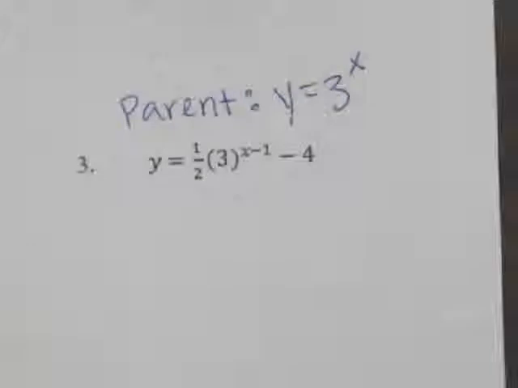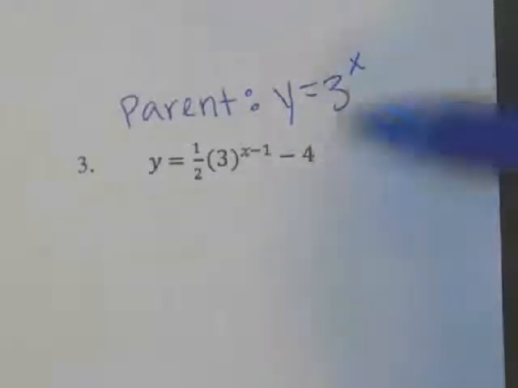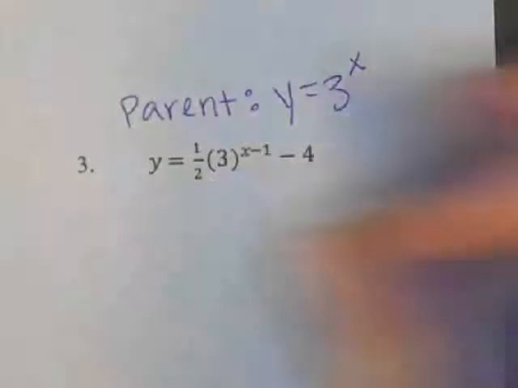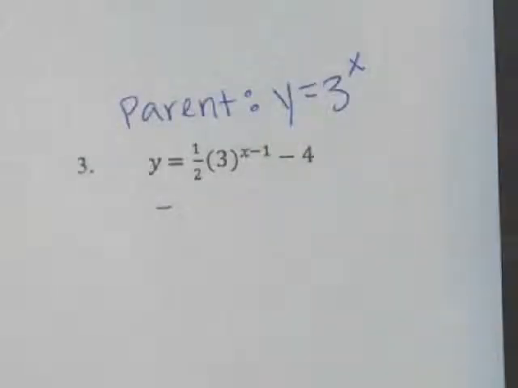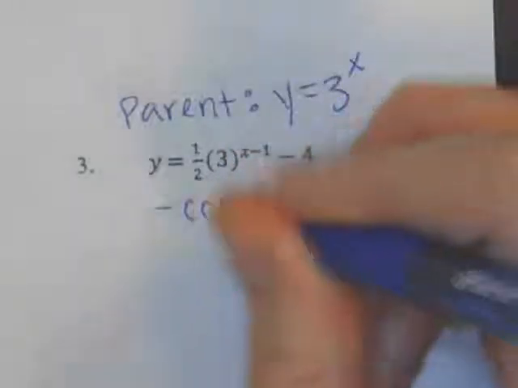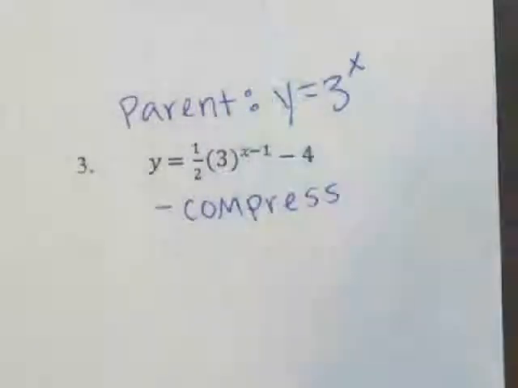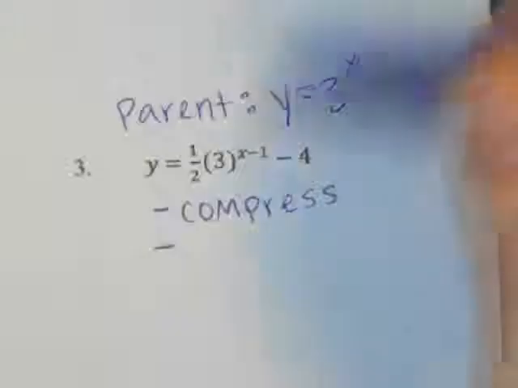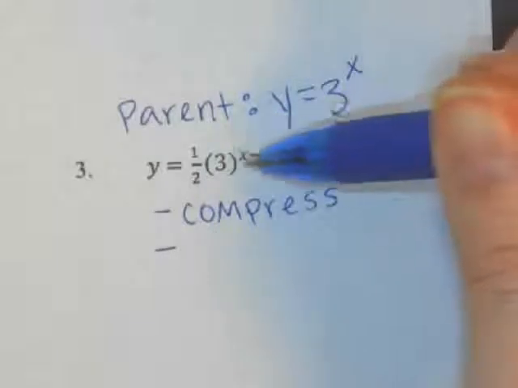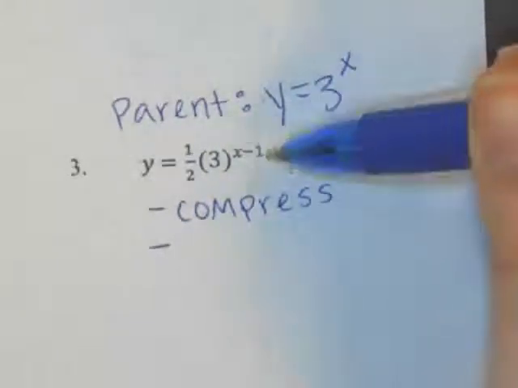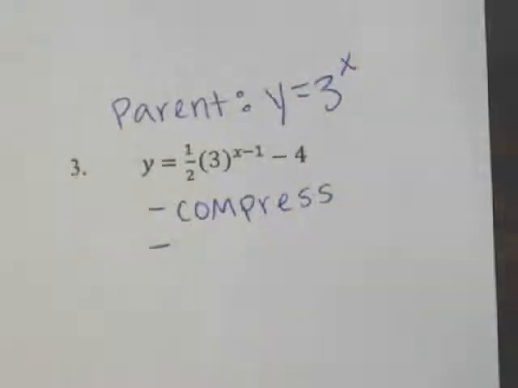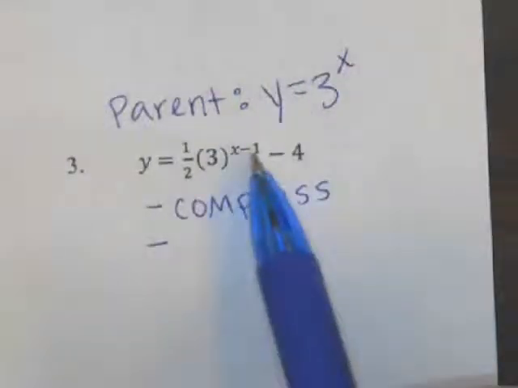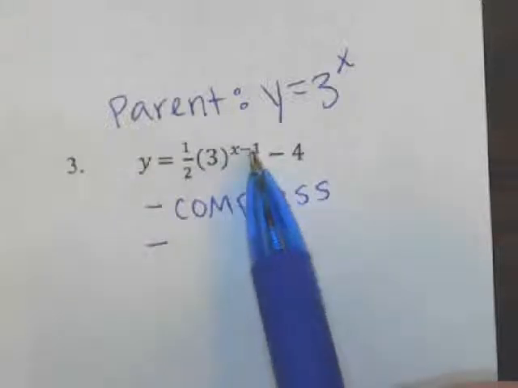What's your a value? 1/2. So what does 1/2 do to the parent? What happens if I multiply the parent by 1/2? Please look at your notes. It compresses. If you take 1/2 of something, it compresses. Okay, what about the -1 in the exponent? It's next to your x, so that's your h value. What does the -1 do then? Translates right 1.